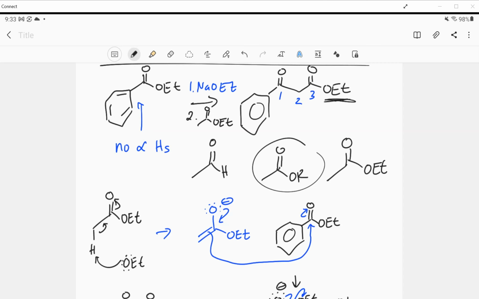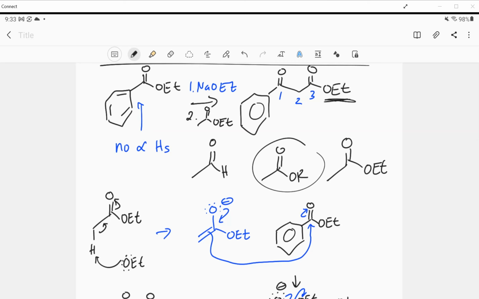If you want the methyl ester, I would still use the ethyl ester as your reagent and then do a transesterification afterwards. After this step, then you can do the methanol and acid, and then you'll replace that OEt with OMe. That would be the way to do that. Otherwise, you end up just with a mix of products, and so always want to avoid that.